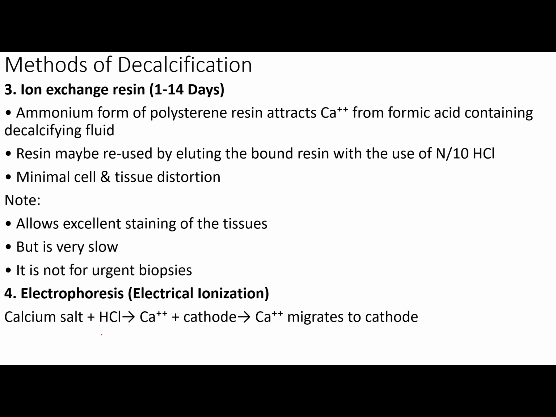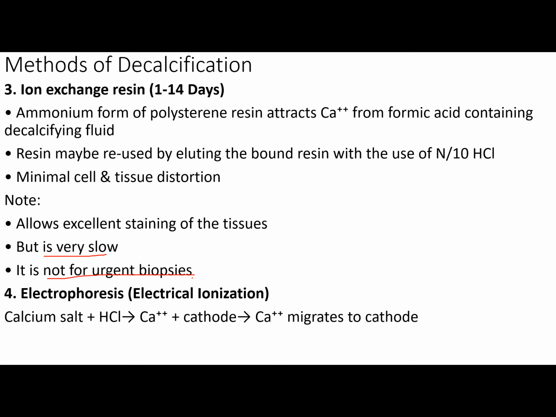Then another method, class, is ion exchange resin. Now, si ion exchange resin, class, would require 1 to 14 days for decalcification to occur. Ammonium would form polystyrene resins which would attract calcium from formic acid containing decalcifying fluid. Resin may be reused by eluting the bound resin with the use of N/10 hydrochloric acid, minimal cell and tissue distortion. Take note, class, that it would allow excellent staining of the tissue, but this is a very slow decalcification. It takes 1 to 14 days, not for urgent biopsy.